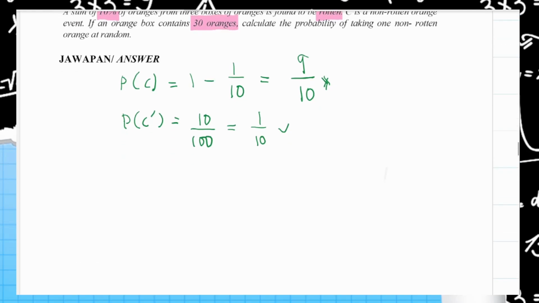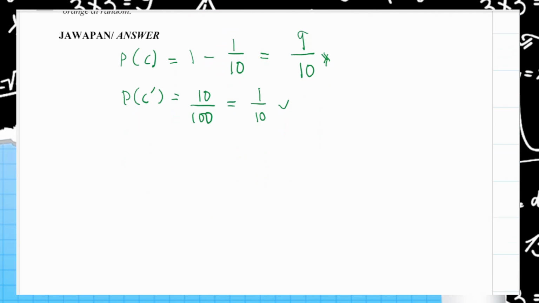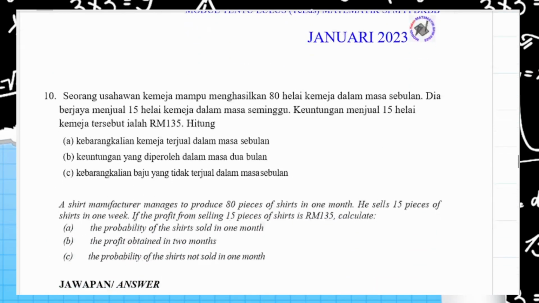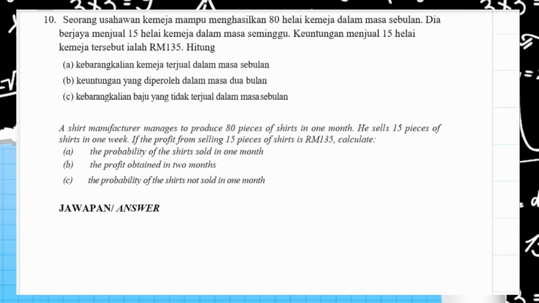Okay, cikgu pergi laju sikit, masa kita dah lebih kurang setengah jam. Okay, dan kita ada banyak soalan lagi nak dijawab. Okay, question 10. A shirt manufacturer managed to produce 80 pieces of shirt in 1 month. Then he sells 15 pieces of shirt in 1 week. If the profit from selling 15 pieces of shirt is 135, calculate.